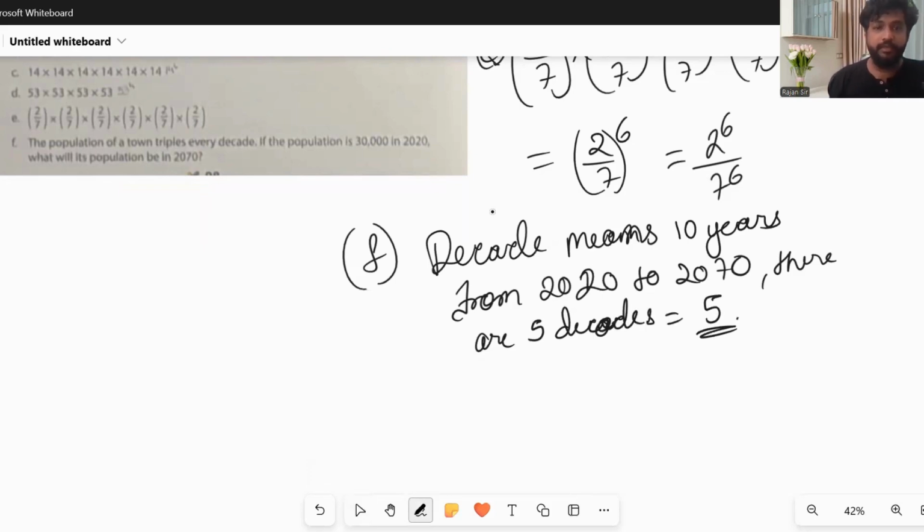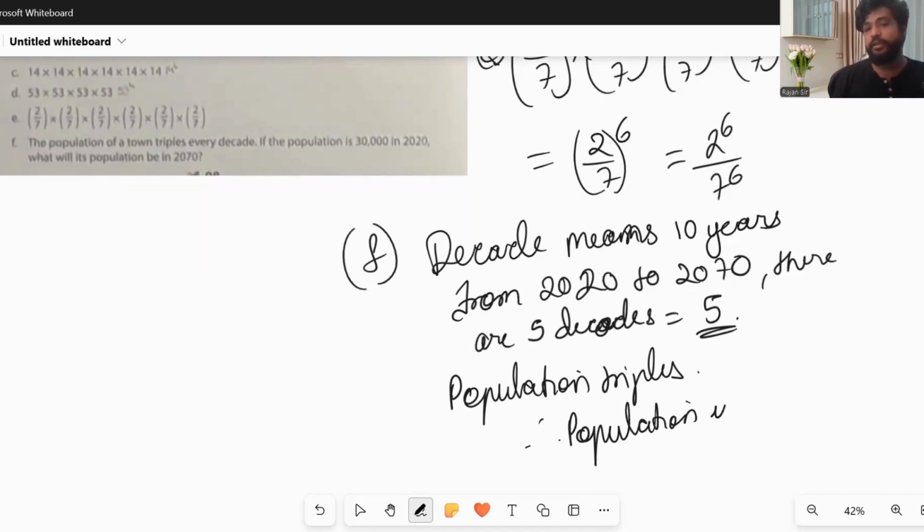Now we understand. Since the population triples, we can write the population in 2070 would be 3 raised to 5. Since it triples, it is 3 raised to 5 into the population of 2020. So that is 30,000. Okay, so you can just calculate this and multiply that part.